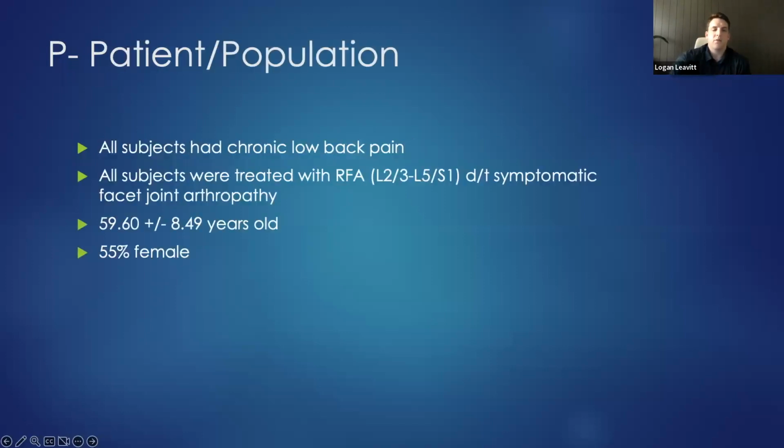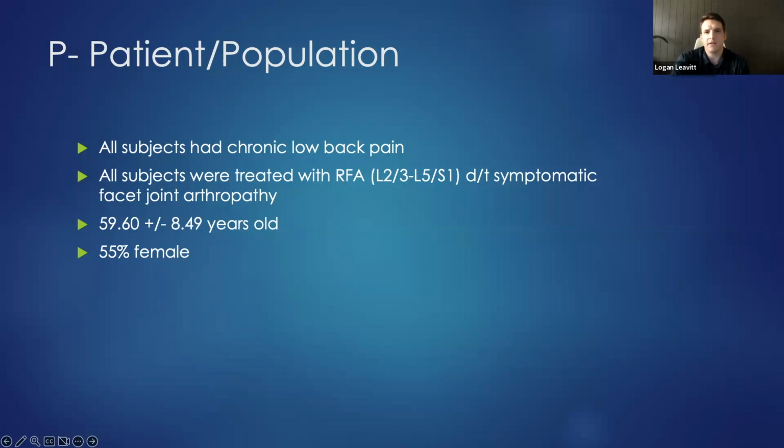And then the population, the patients they're looking at. All these subjects had chronic low back pain, and all were treated with radiofrequency ablation at different levels, anywhere from L2, 3 all the way down to L5, S1, so throughout the lumbar spine. They were treated with RFA due to symptomatic facet joint arthropathy or low back pain related to the facet joints. You can look at the age of the patients. Average age is around 60 years old, so in that 50 to 60-year-old range. And they reported that roughly 55% of these patients were female. Those are some of the basic demographics that they reported.